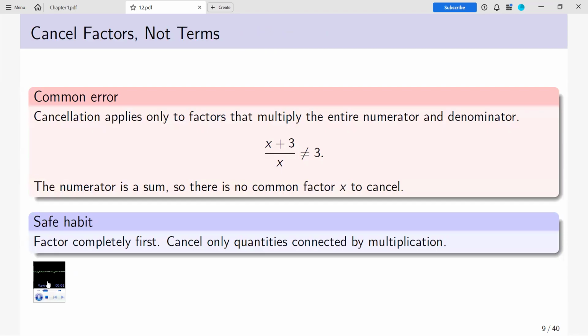An addition sign blocks cancellation. Always factor before canceling so the multiplicative structure is visible. Addition signs are tiny algebraic security guards against cancellation, and they take the job seriously.